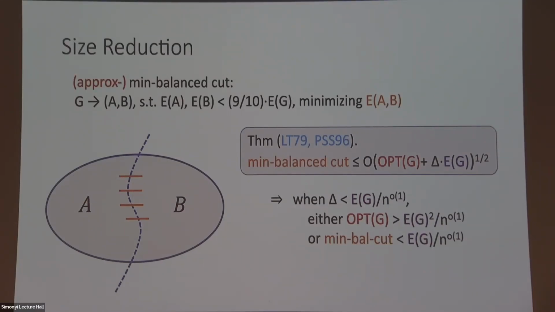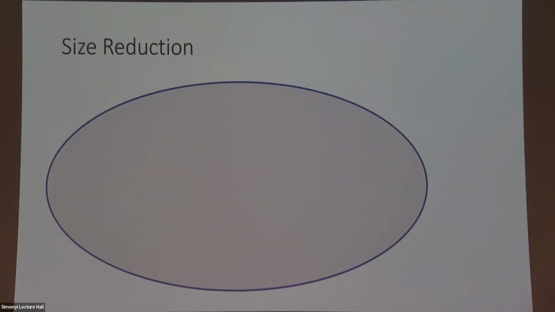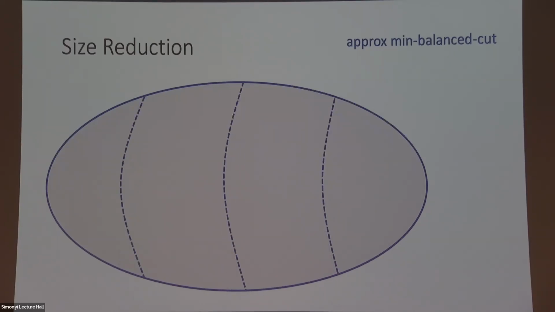So what we're going to do is, actually, the min balanced cut is an NP-hard problem, so we can do only an approximate version of it. And luckily, this still holds throughout. So we first apply the approximate min balanced cut. This is a cut we get. We do it repeatedly until the size becomes smaller. It has to decrease by a factor of n to the little o of one, so it has to go deep enough.